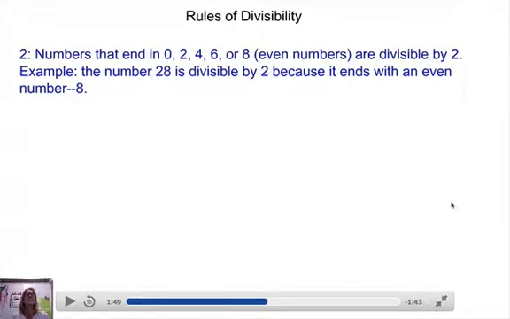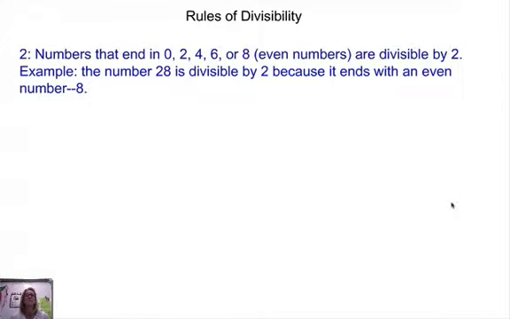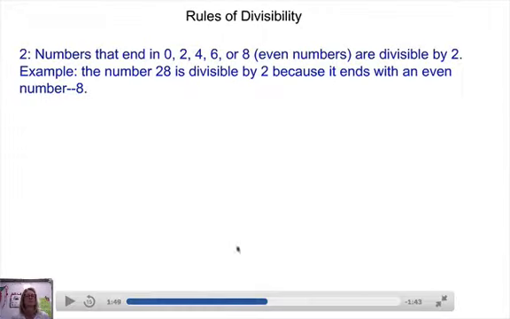So numbers that end in 0, 2, 4, 6, or 8, even numbers, are divisible by 2. The example here is 28 is divisible by 2. We know that because it ends with an even number, 8.